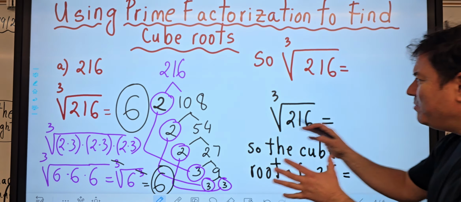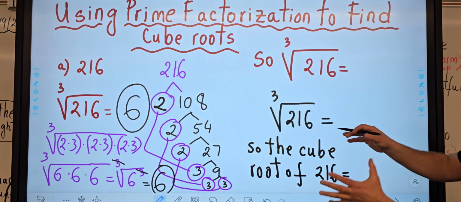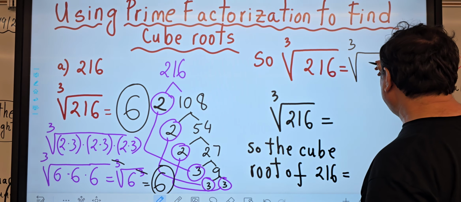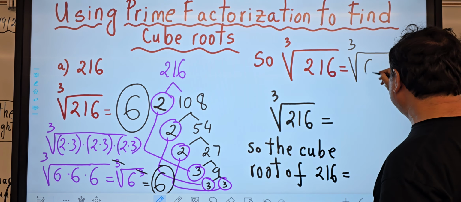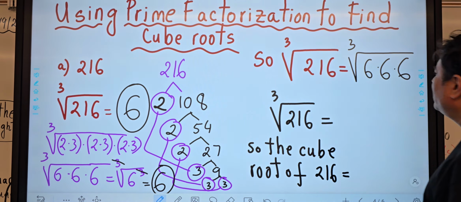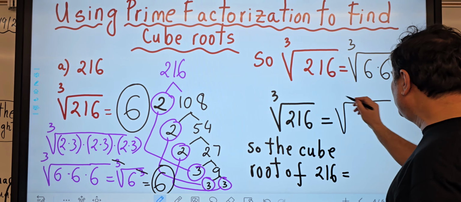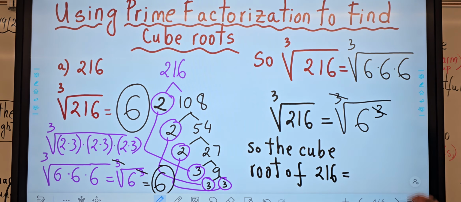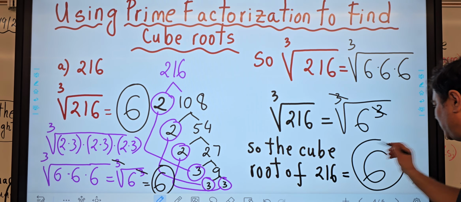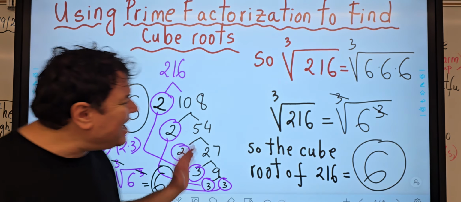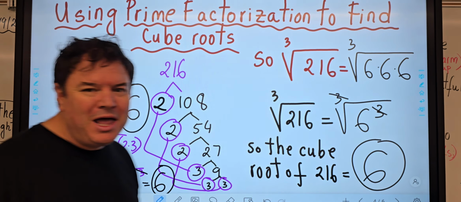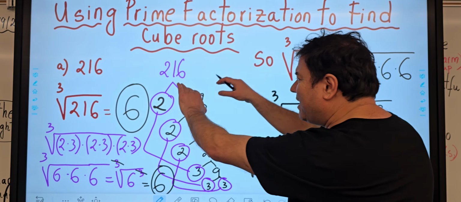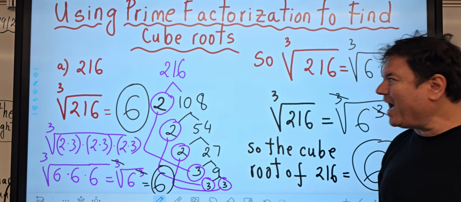This is because we used the factor tree. Again, remember, the cube root of 216 becomes the cube root of 6 times 6 times 6, and that becomes the cube root of 6 to the third power. Here we cancel the exponents, and the final answer is just 6. Not very complicated, but please remember how to use the prime factorization: break that number into its prime factors.